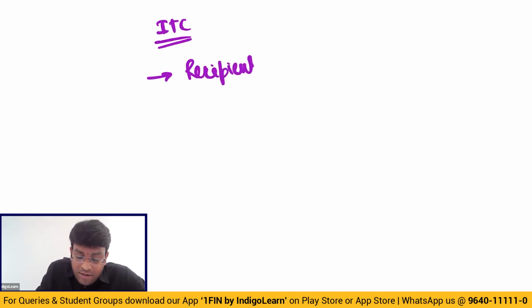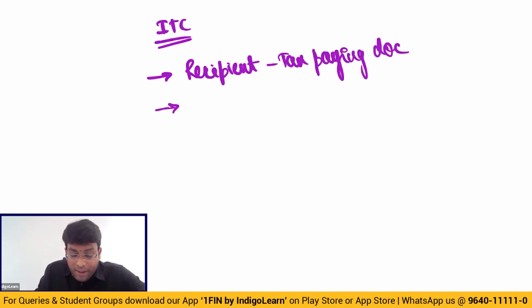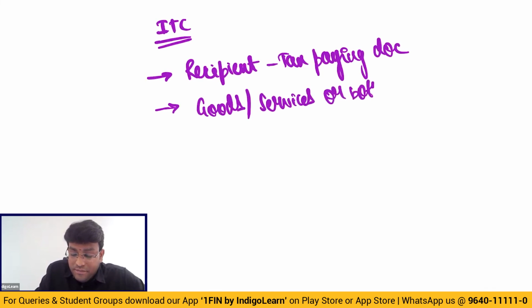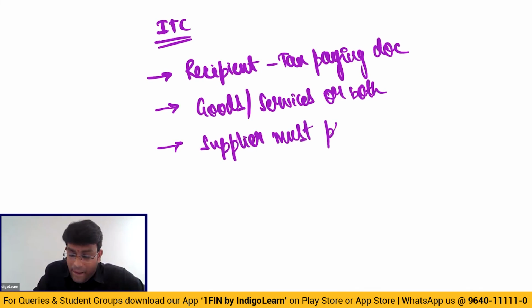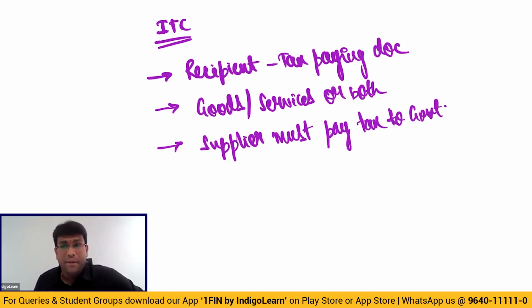Next, my dear friends, in order to claim input tax credit, there are some conditions to be satisfied. Very important, my dear friends. Number 1, the recipient must have a tax-paying document. Number 2, the recipient must receive goods or services or both. Number 3, the supplier must pay tax to the government. That means the recipient can claim credit only if the supplier has paid tax to the government. If not, the recipient cannot claim credit, my dear friends.